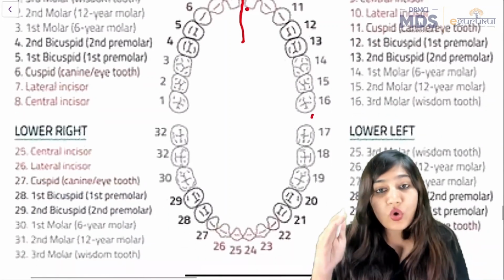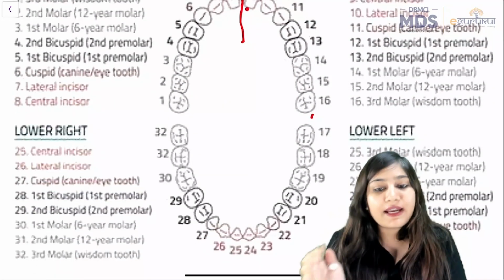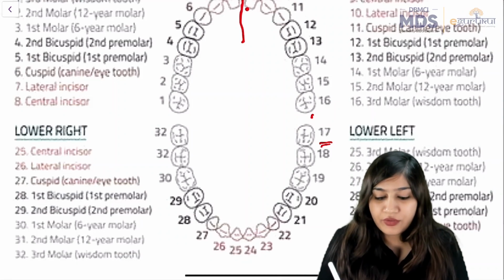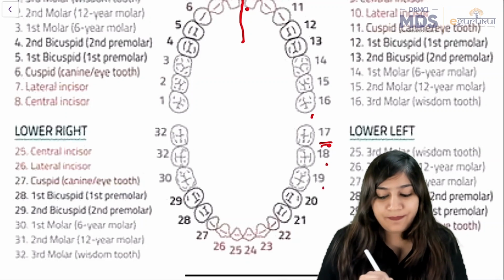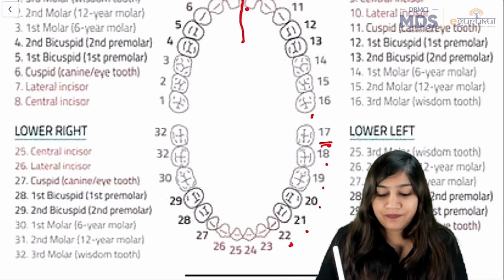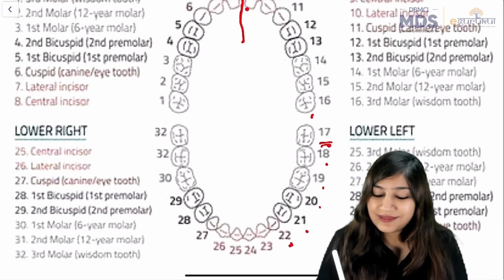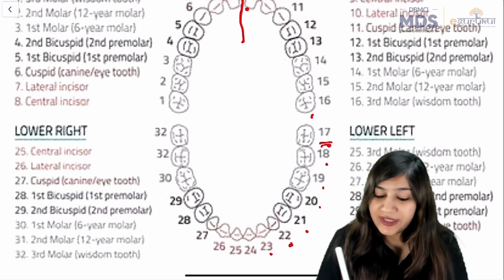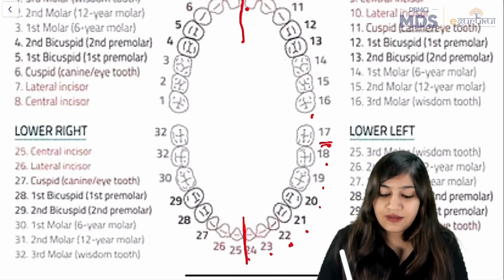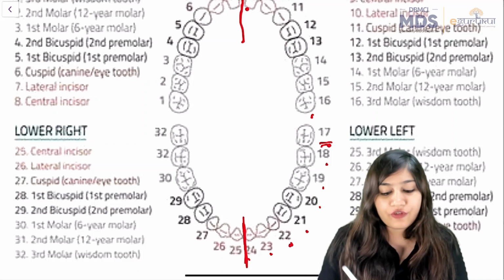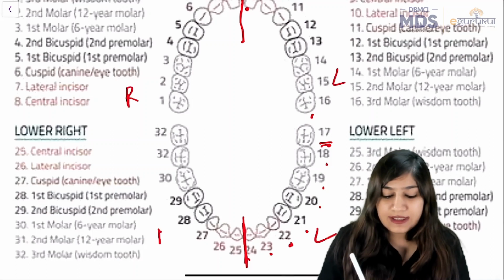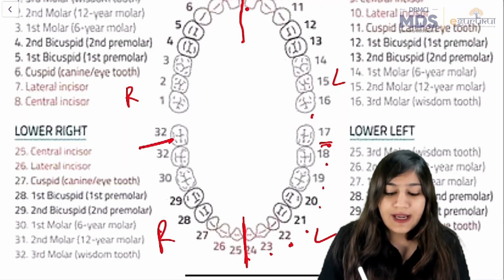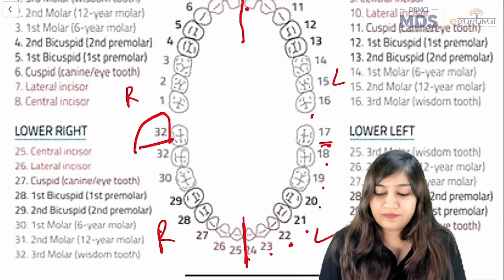Now coming to lower left. Again starting from the third molar to third molar, second molar, first molar, second premolar, first premolar, canine, lateral incisor and central incisor. We have our lower left quadrant. This is right, this is left, this is left, this is right. Right quadrant ending on the third molar.